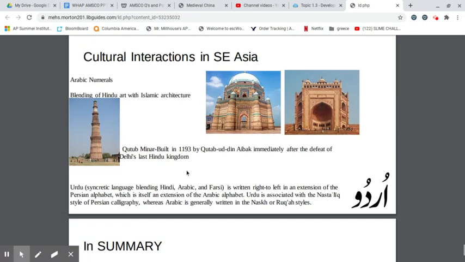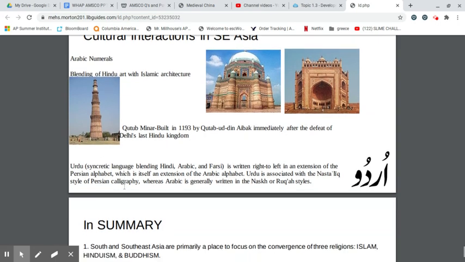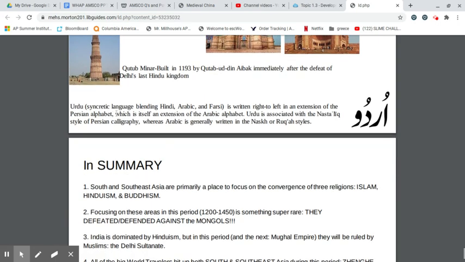All right, here are some cultural interactions. Arabic numerals are a big one, bringing their number system into Southeast Asia. You get a blending of Hindu art and Islamic architecture. You see some pretty neat buildings here with the domes and arches. You get a syncretic blending. Hindi, Arabic, and Farsi are three different languages mixed together, written left to right.